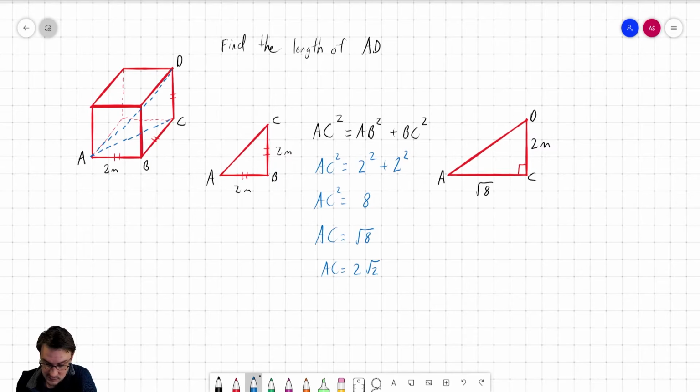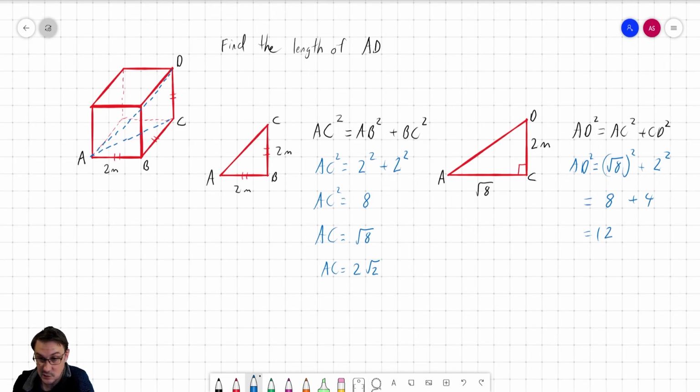And so what we're seeking to do is find the length AD. Now, again, we can apply Pythagoras' theorem here, and we're going to have AD squared is equal to AC squared plus CD squared. Substituting into this, AD squared is going to be equal to root 8 squared plus 2 squared. Going further, this is going to be 8 plus 4, which gives us 12. So that's the square of AD.